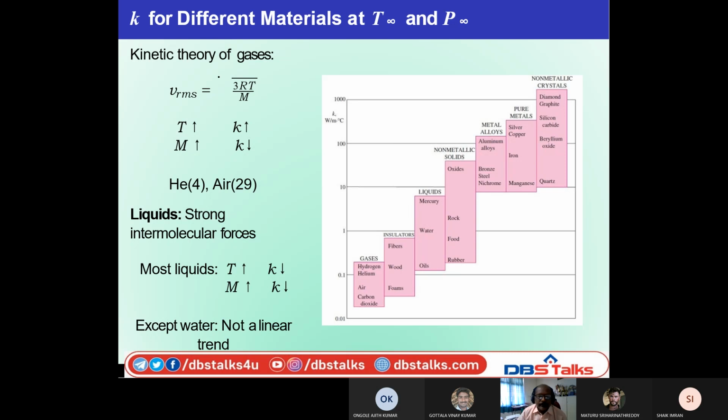If you observe the different K values, you can see how the K value changes. Here there is carbon dioxide, which has a very low K value. That means it transfers a very small amount of heat. Next there is a fiber.